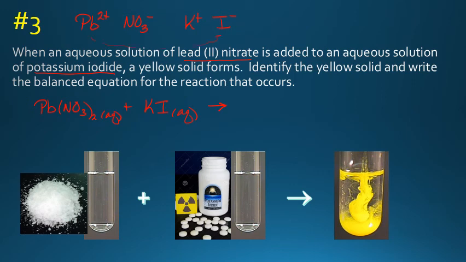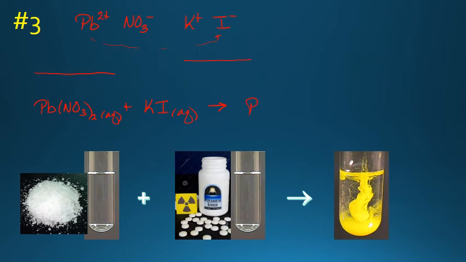So lead's going to hook up with iodine, so your formula is PbI2 plus, then we have potassium with nitrate. So then KNO3. Well, this one's aqueous. And iodine behaves just like chlorine. So lead 2 iodide actually, I should write that correctly, is your solid.